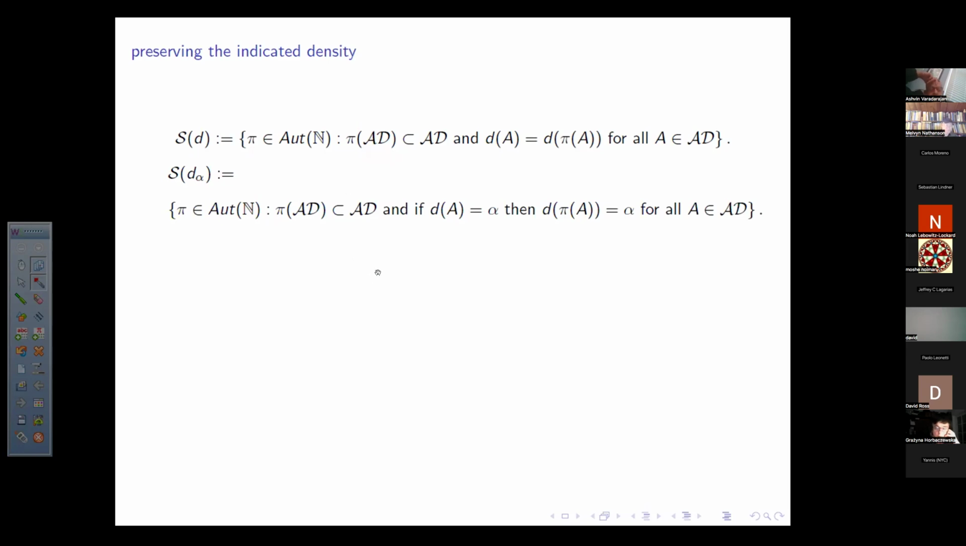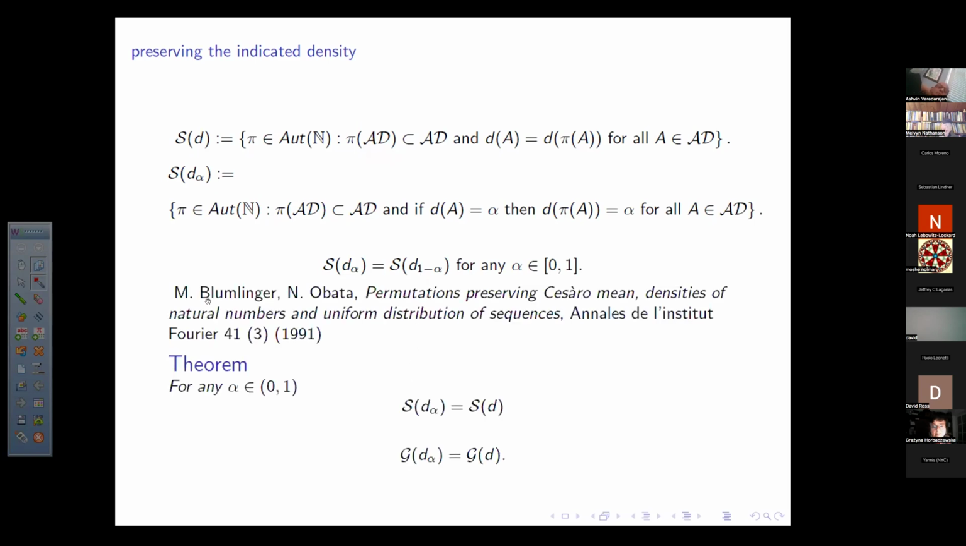Of course, an easy observation shows us that it's not important if we think about alpha or 1 minus alpha, because it gives the same family. It's obvious, it's this trick with the complement, yeah? But Blumlinger and Obata, in this paper from 1991, observed that when we have alpha from 0 to 1, any alpha, it gives the whole family D. But that's strictly between 0 and 1, not including 0 and 1. Not including, you revealed my secret, because it's my next thought.